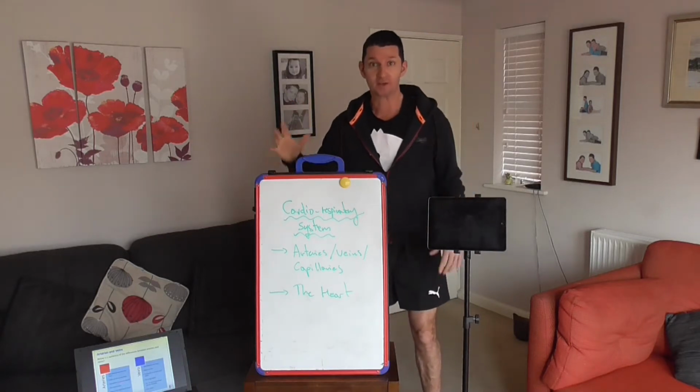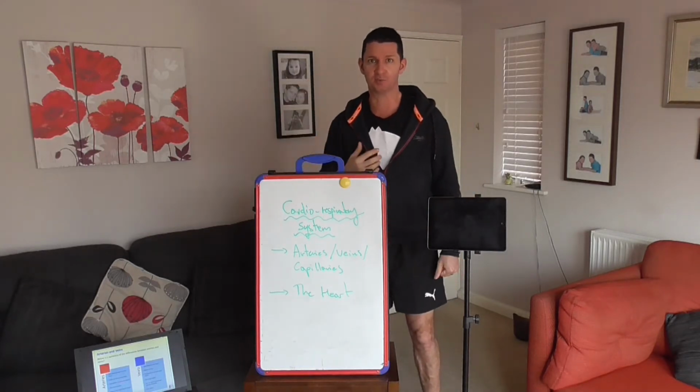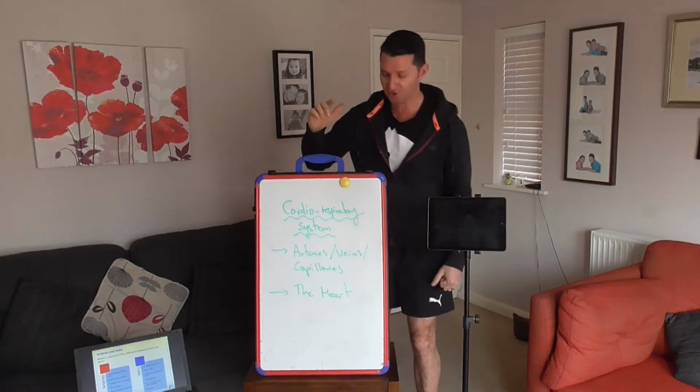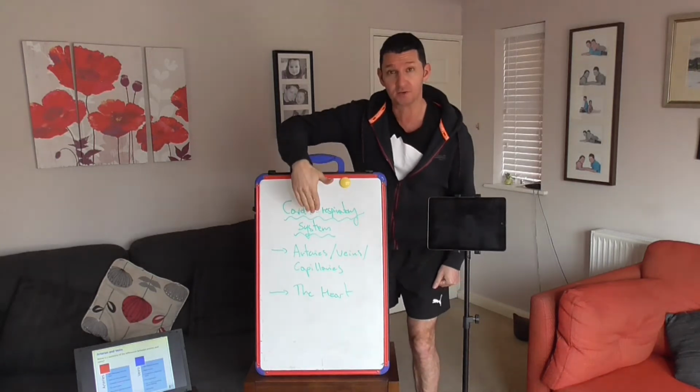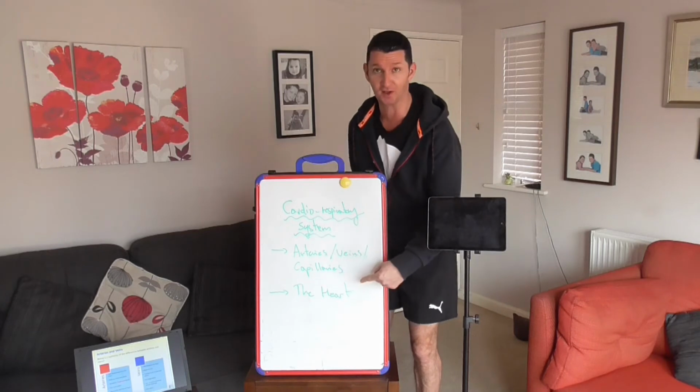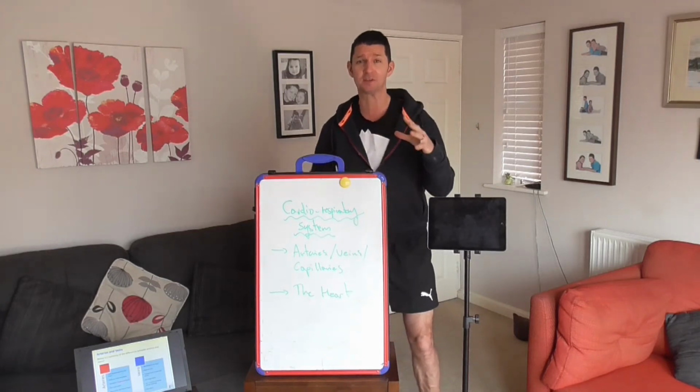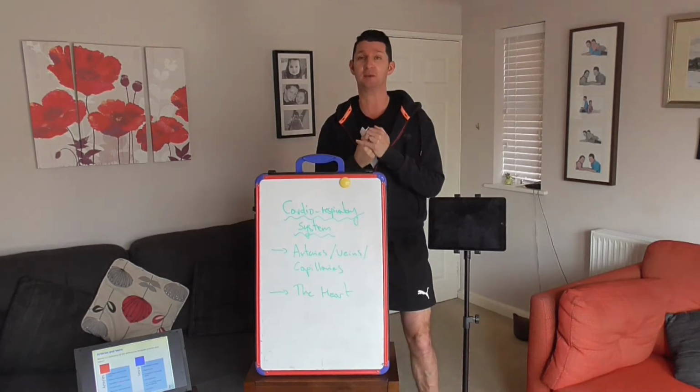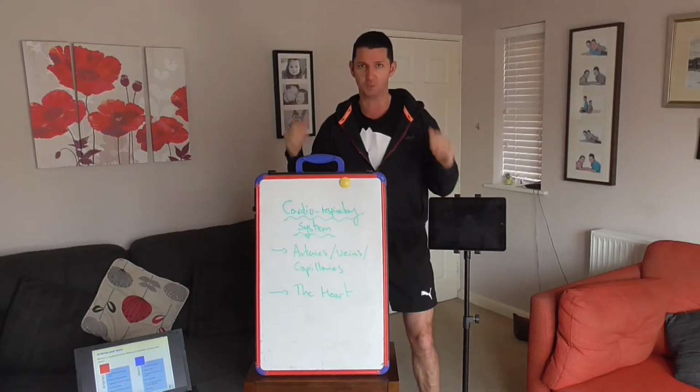Welcome to a really quick summary of the cardiorespiratory system. We're going to start off with this session on the role of arteries, veins and capillaries and the heart. I'm going to give you a couple of tips and tricks to remember some of the tricky bits, nice and simple. So let's whiz through it.